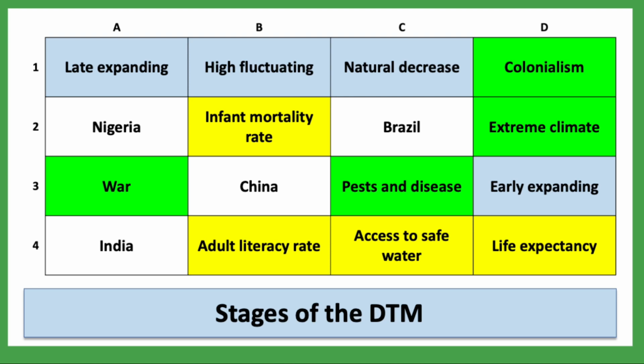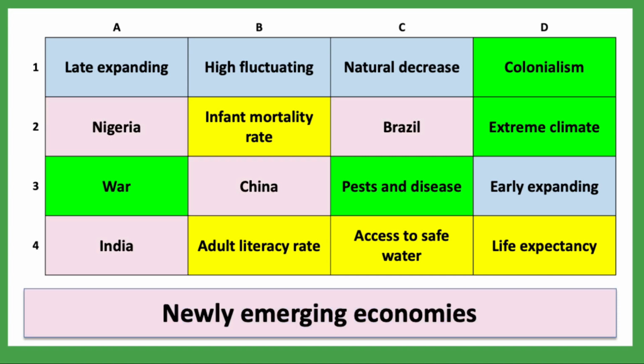And then we have got 4 left over. So what do our 4 remaining boxes have in common? Okay, have we worked it out? Let's see. They are newly emerging economies. So well done if you got that link.